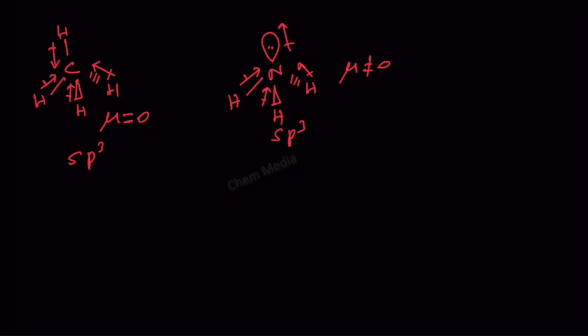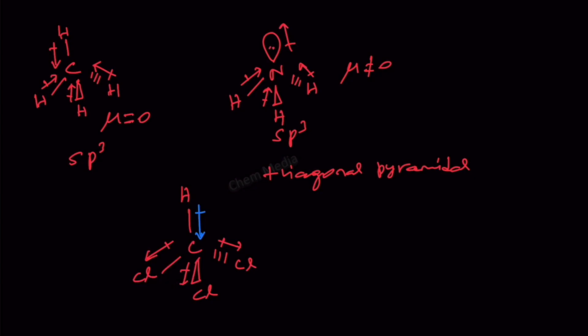And also, the molecular geometry of ammonia is trigonal pyramidal, not tetrahedral. So therefore, the dipole moment is non-zero for ammonia. For trichloromethane, the hybridization of the central carbon atom is sp3 and the geometry is tetrahedral, just like methane. However, the dipole moment will be non-zero in this case because we have two different kinds of bonds. One is the C-H bond and another is the C-Cl bond, and therefore the net dipole moment will be non-zero.